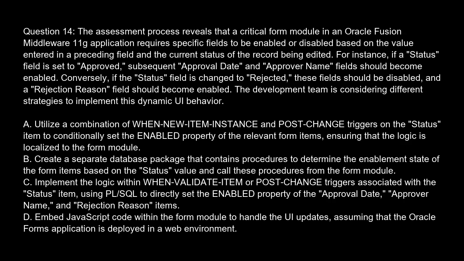Option A. Utilize a combination of when new item instance and post change triggers on the status item to conditionally set the enabled property of the relevant form items, ensuring that the logic is localized to the form module. Option B. Create a separate database package that contains procedures to determine the enablement state of the form items based on the status value and call these procedures from the form module.